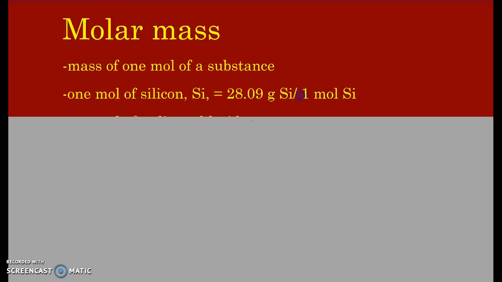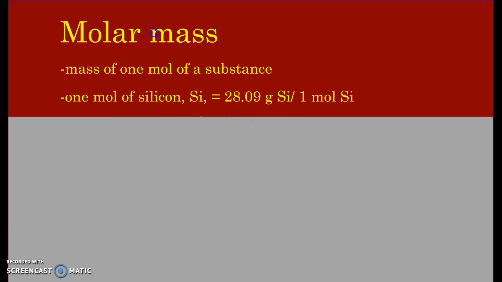In the molar mass. Can I do this? I can't do this. There we go. 1 mole of silicon is 28.09 grams. And if you refer to your periodic table and look at silicon, you will see exactly that listed below it. That is the molar mass of silicon, 28.09 grams per 1 mole of silicon. Very good.